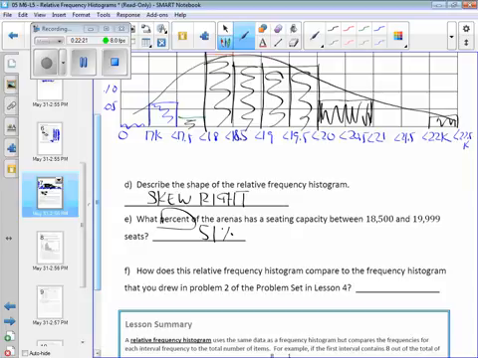And then part F, without having you go back into lesson 4 again, I'll just help you out. It's determined whether you're doing relative frequency or actual frequency. Your histograms are identical. They're going to look exactly the same.